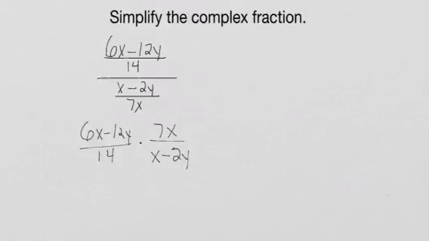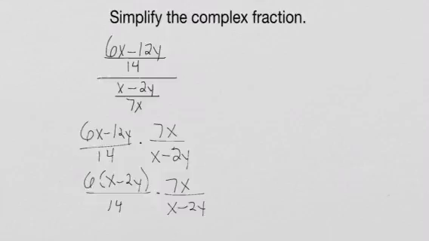Now we have to make sure all my numerators and denominators are factored completely. On this first one, I can factor out a 2. Actually, we can do a little bit better. We can factor out a 6. If we factor out a 6, that's going to leave me with x minus 2y over 14 times 7x over x minus 2y.